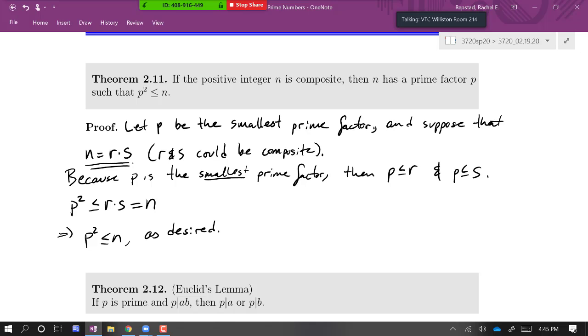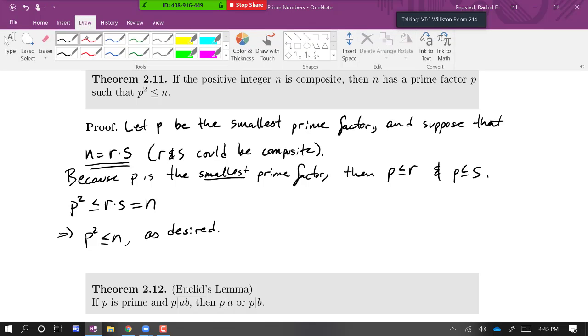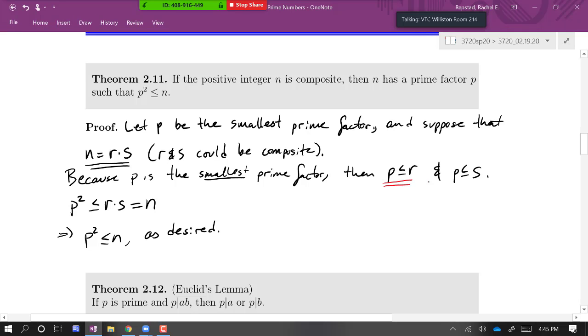But because p is the smallest prime factor, for sure it can't be bigger than r or s, right? It has to be less than or equal to r, less than or equal to s, because it's less than or equal to any of the divisors of n. So then p squared, and in fact I'm going to just extend this, p times p is going to be less than or equal to r times s. I'm taking something less than or equal to r and multiplying it by something less than or equal to s. So p times p is less than or equal to r times s.